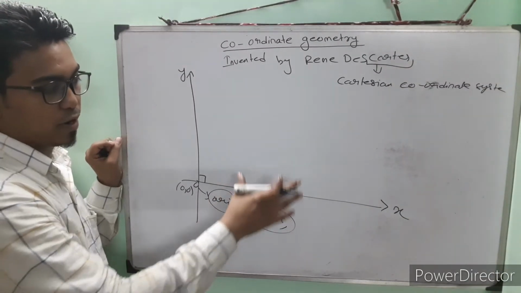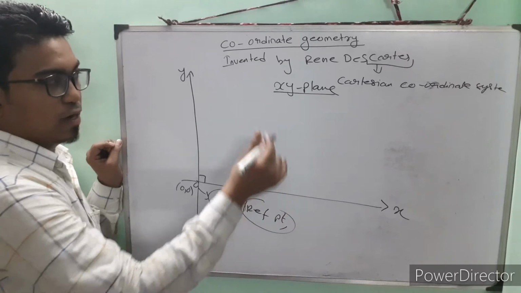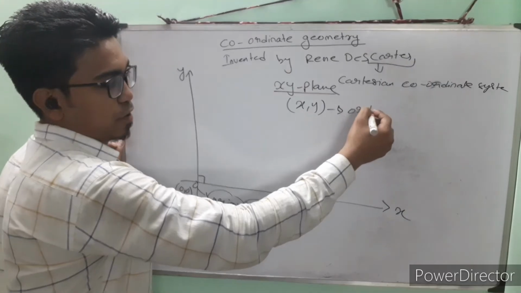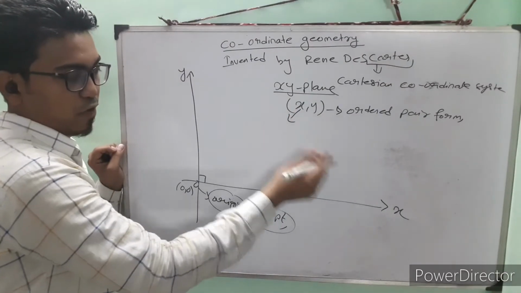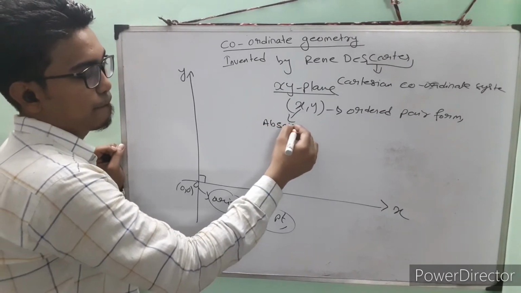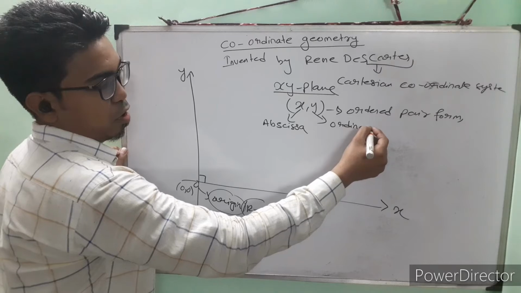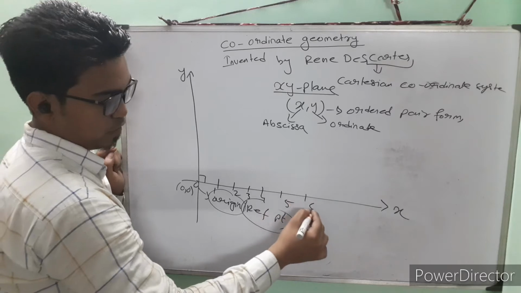So we have to plot a point in the xy plane, and a point is always in ordered pair form. The first part is a part of the x-axis and it is called the abscissa, and the y part is called the ordinate.